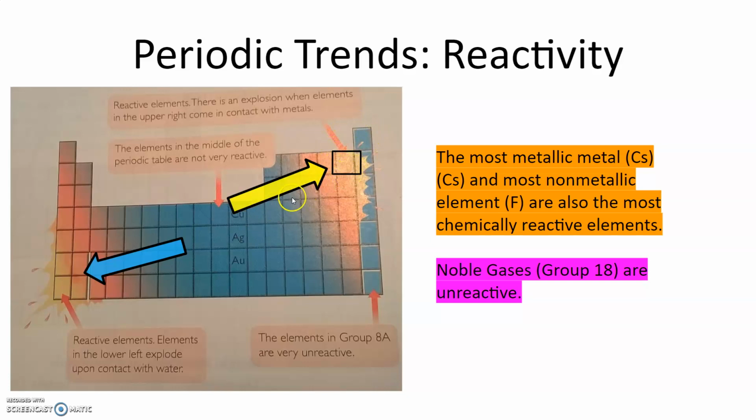All right, so the most reactive metals and nonmetals are in their corners. The only exception, of course, are the noble gases. They are very unreactive. They're not reactive, they don't form bonds.